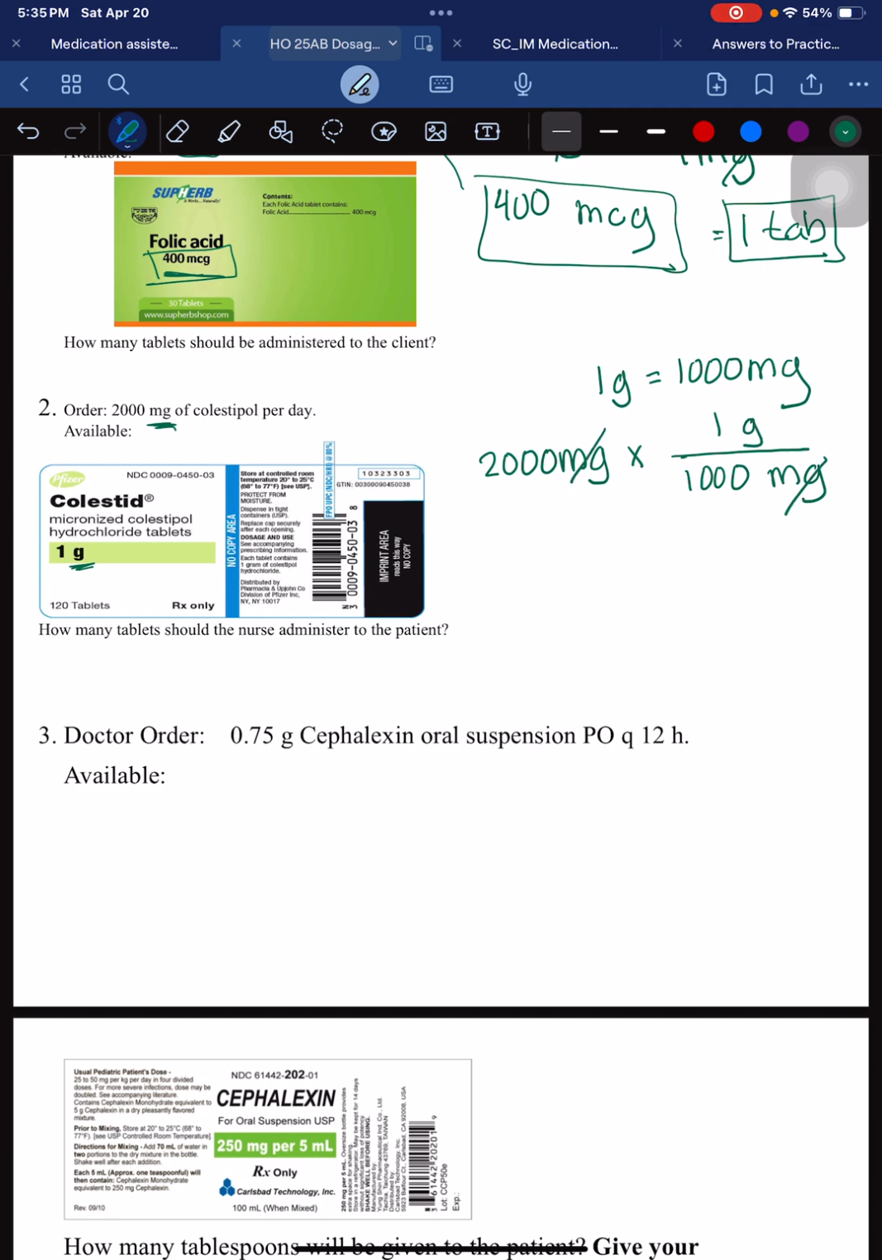Okay, so then that would give you 2,000. Now you just need to cross multiply. 2,000 divided by 1,000. That will give you 2 grams. But this tablet is only 1 gram. So 2 grams will require you to give 2 tablets.